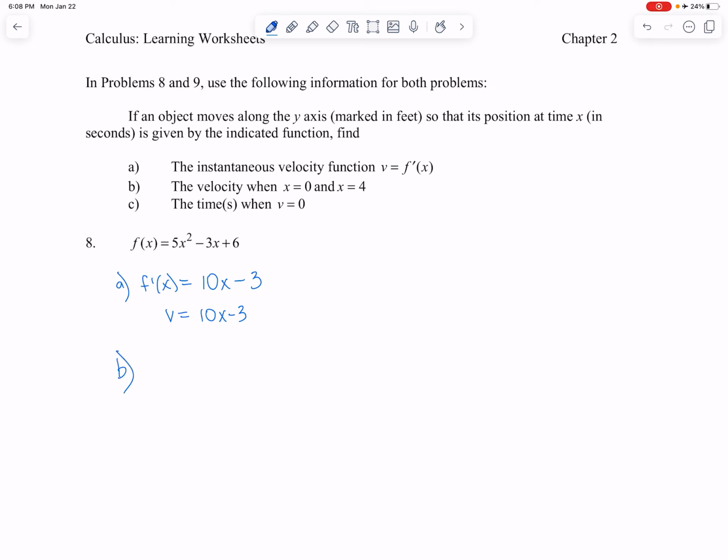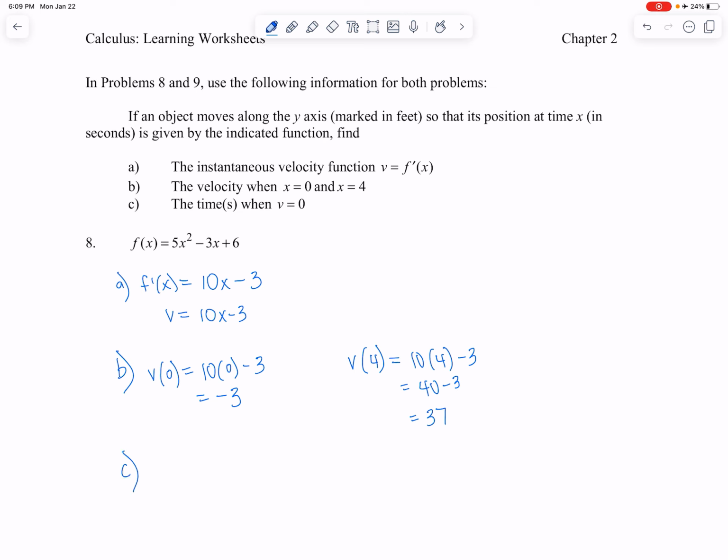Now we want to know the velocity when x equals 0 and the velocity when x equals 4. So we're going to find v of 0, which is 10 times 0 minus 3. That's going to give us negative 3. And we want v of 4. So 10 times 4 minus 3. So we've got 40 minus 3, which is 37.